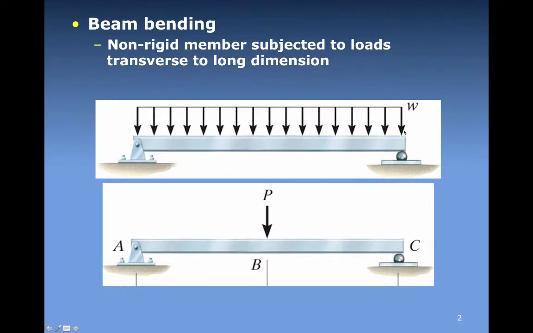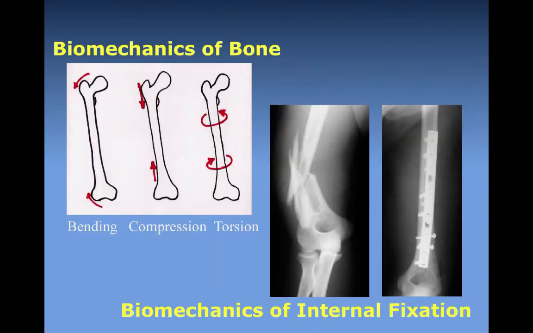First, a uniform distributed load as shown on top, or on the bottom diagram, a load that's applied at the center of the beam. This configuration is commonly referred to as three-point bending. Beam bending is a theory that allows us to understand stresses that are created by moments applied at different points along the beam. It's commonly used to understand stresses that are created in very rigid structures of the musculoskeletal system, namely bone.